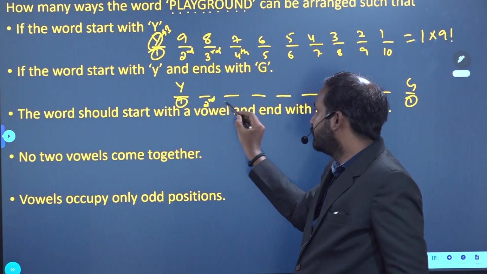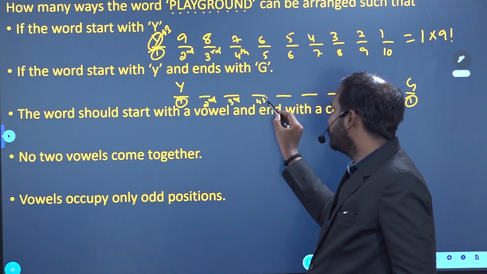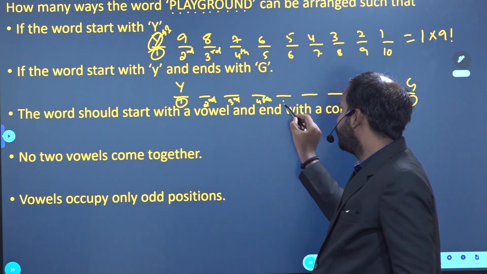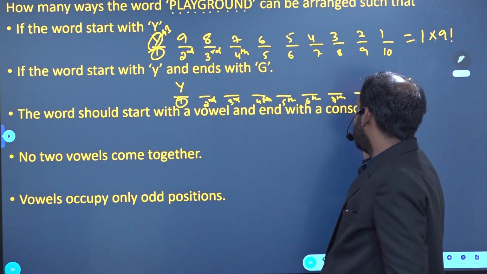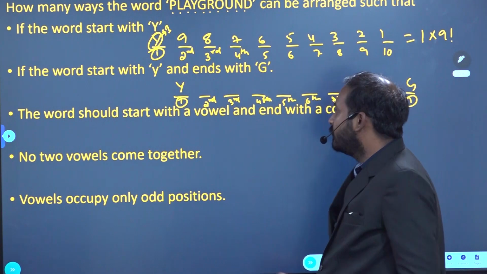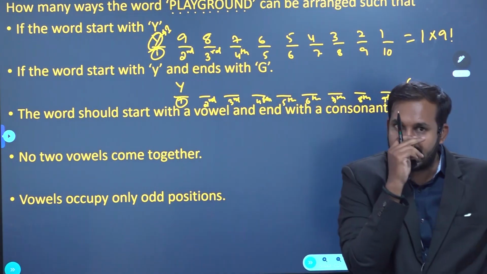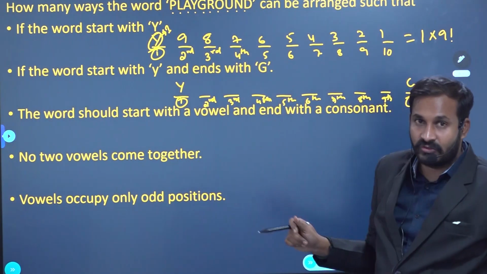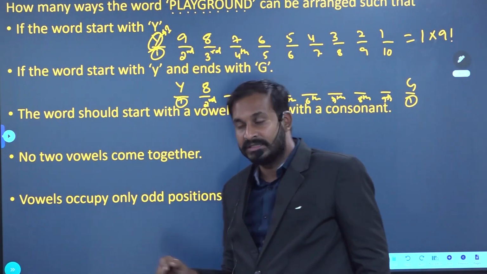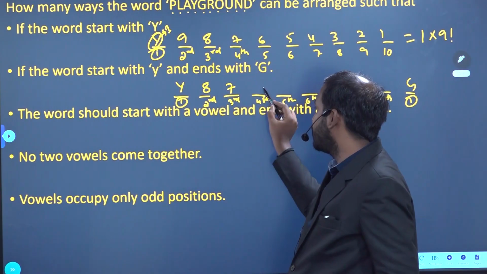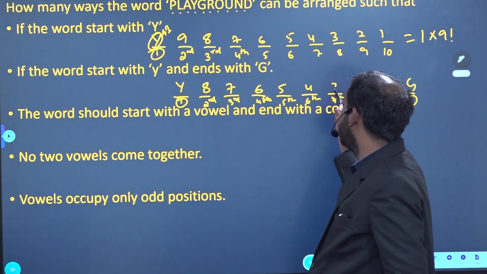For the second, third, fourth, fifth, sixth, seventh, eighth and ninth positions, how many chances will I have? Out of 10 letters, 2 are fixed, right? Y and G are fixed. So how many letters are left for me? 8 letters. So for the second position, 8 chances. For the third position, 7 chances, 6 chances, 5, 4, 3, 2, 1.